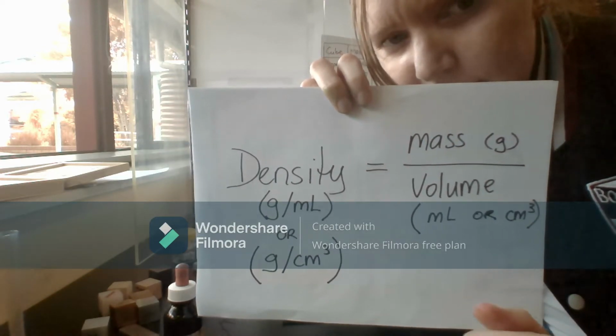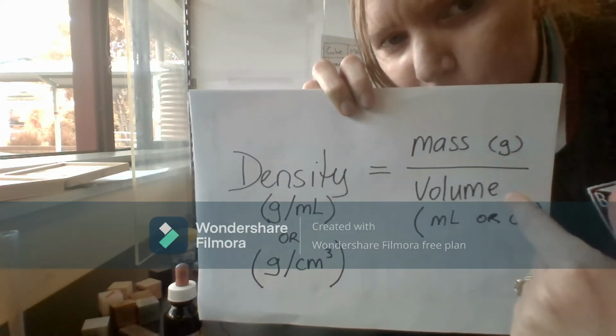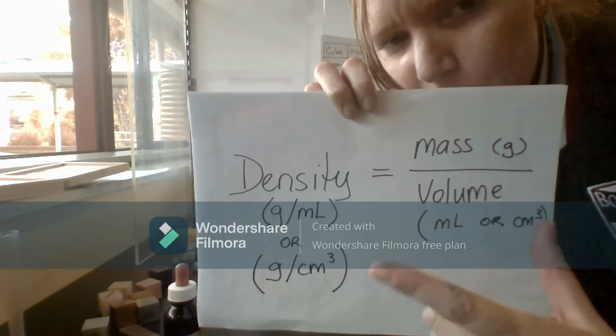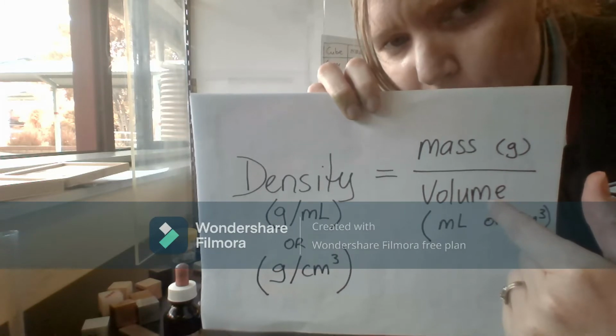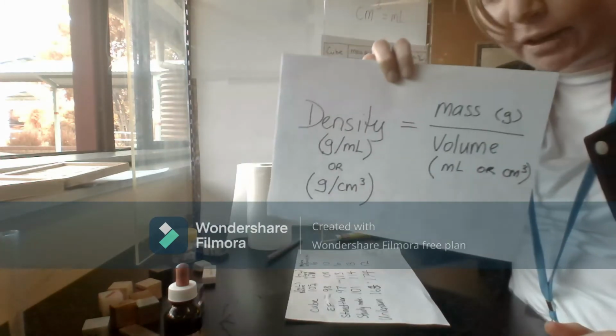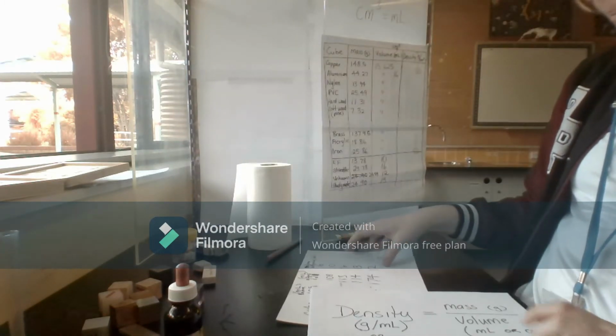Something that's denser will have the mass in a smaller volume. So a lot more mass. And something less dense will have less mass in the same volume. And we looked at that with our cubes, but let's do some calculations here.